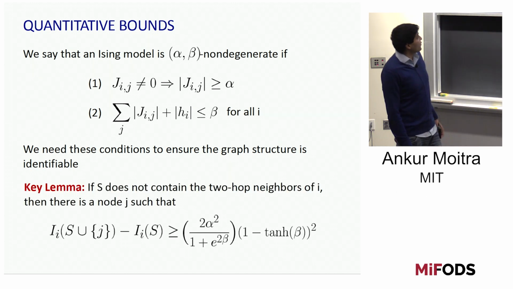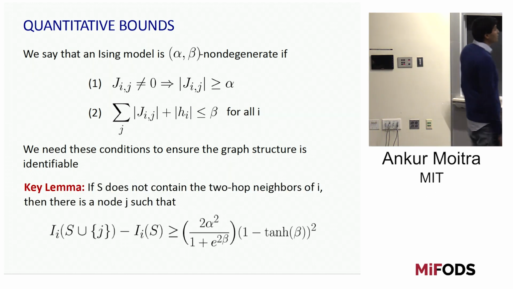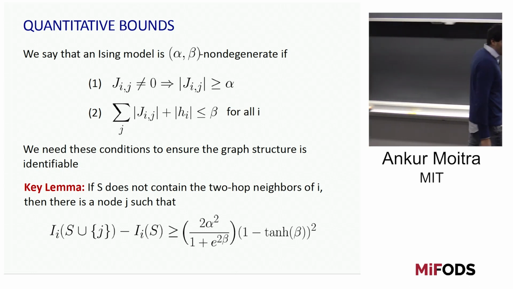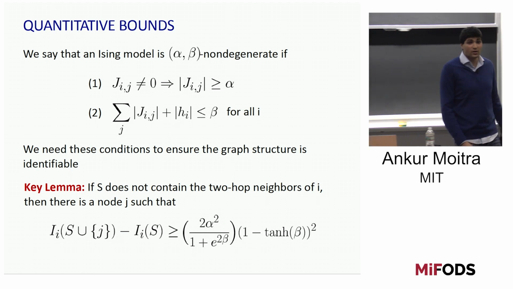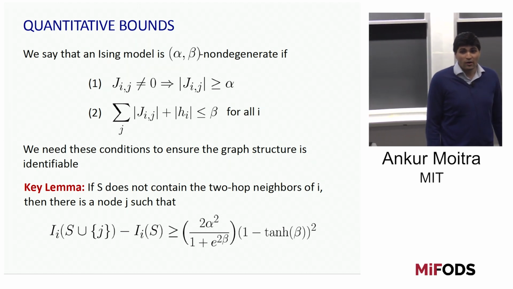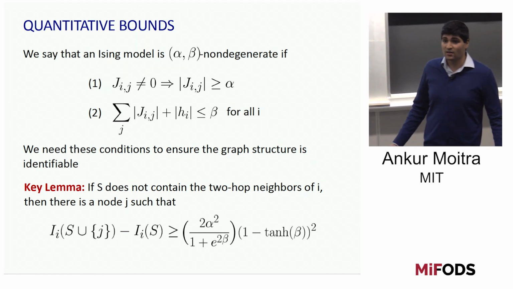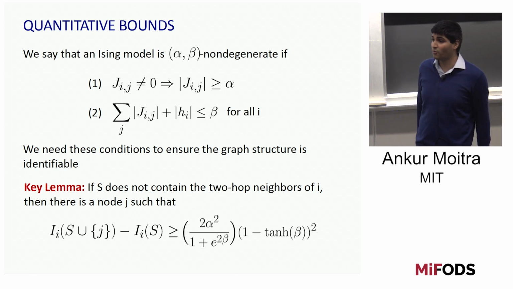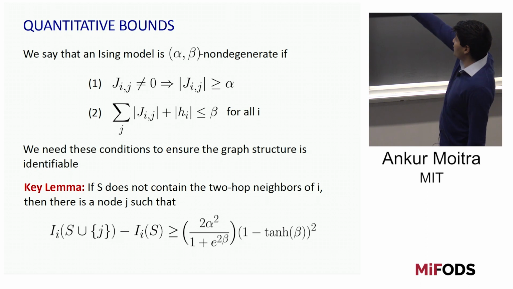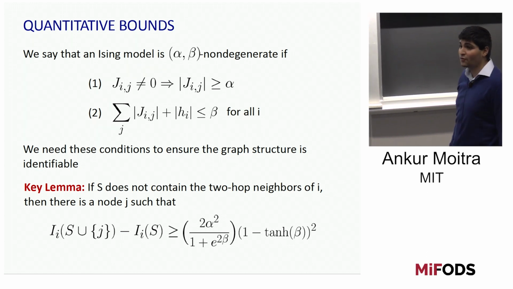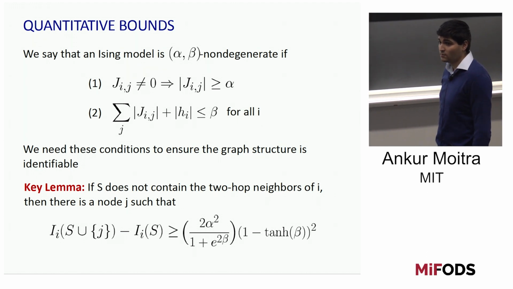And you need this for identifiability of the graph structure. But once you have this, the concrete technical statement that you can make is that if you give me a node I and a subset which does not contain all of the 2-hop neighbors of I, then there's some other node that you can add to the set to make a decent amount of progress. So you can always find some node J for which the difference, how much you increase the discrete influence function, is lower bounded by this function of alpha and beta.